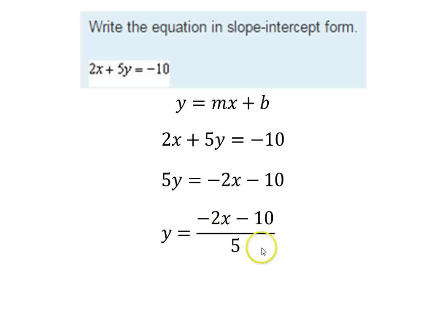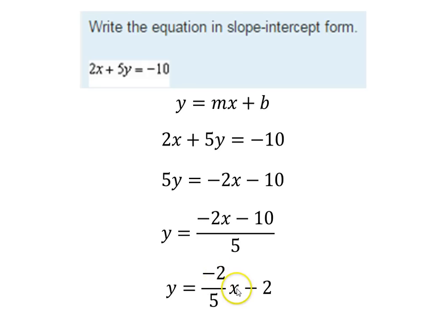Looks kind of like a mess. We can clean this up a little bit so we can see what our slope and y-intercept is. We can divide each of these terms in the numerator by 5. -2x can be divided by 5, and -10 can be divided by 5. When we divide -2x by 5, we just get -2/5 x. 2 divided by 5 is a fraction, or a decimal. So just leave it as a fraction, and our slope is -2/5.